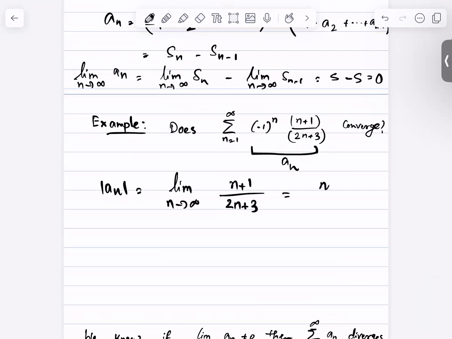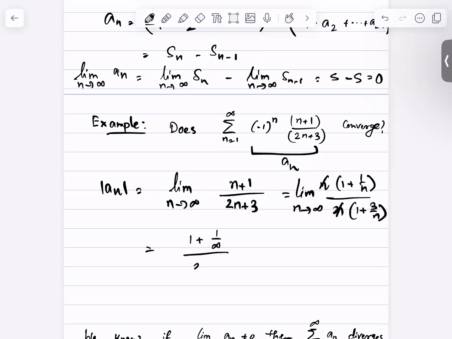And then I know how to deal with this sort of sequence. I'll take n factored out from top and bottom, and then I'll cancel the n, right? I've already seen and solved this type of thing. But now this is 1 plus 1 over infinity, and then, okay, this is a slight mistake.